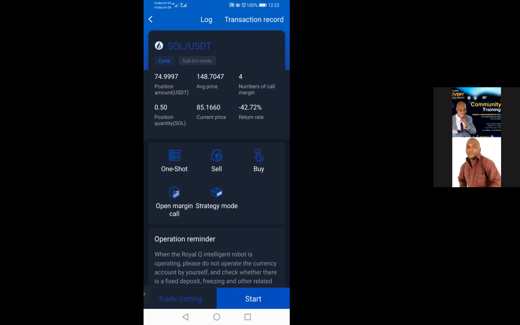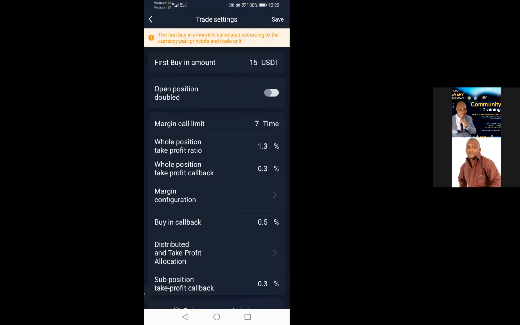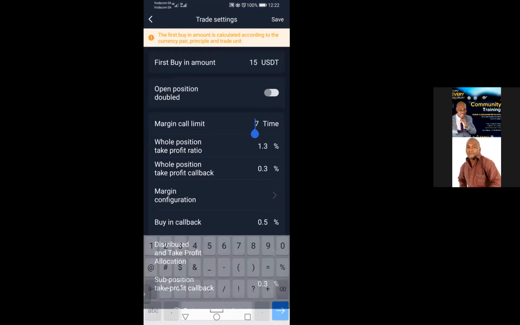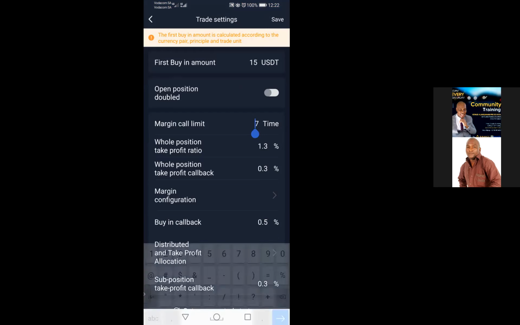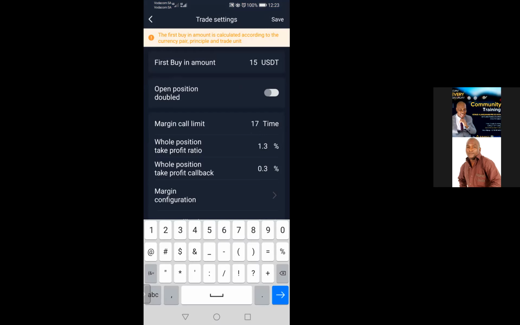So let's click on trade settings. Yes, on trade settings, we will go to where there's 7, we place 15. It means that 4 that is already taken plus the difference. Okay, that's beautiful. And now let's click on margin configuration.